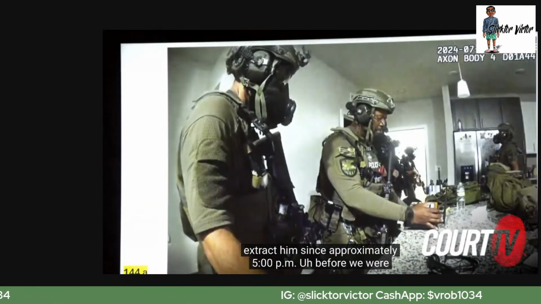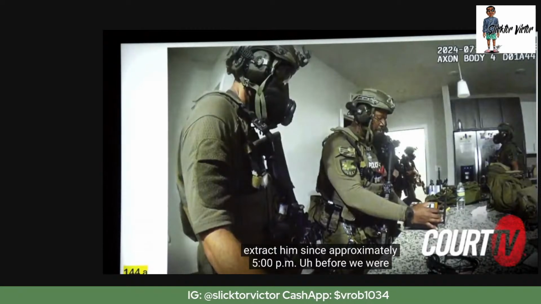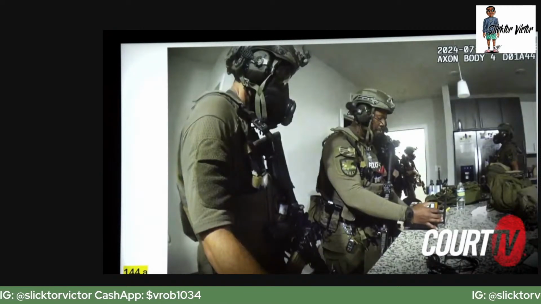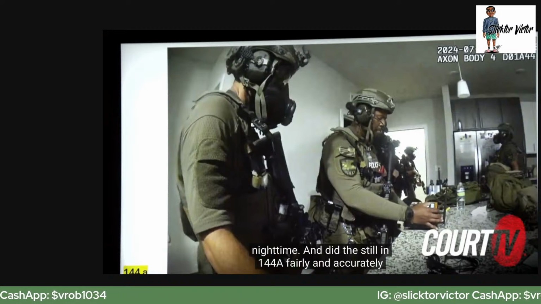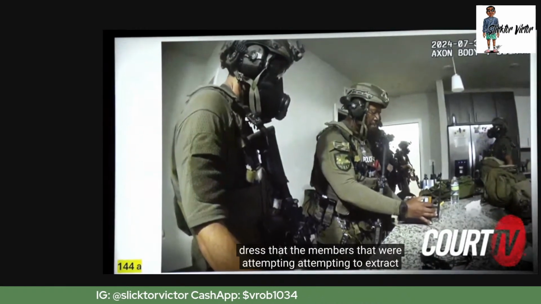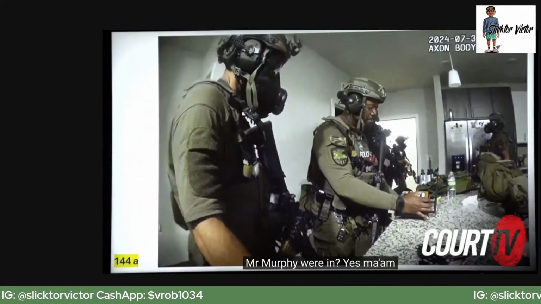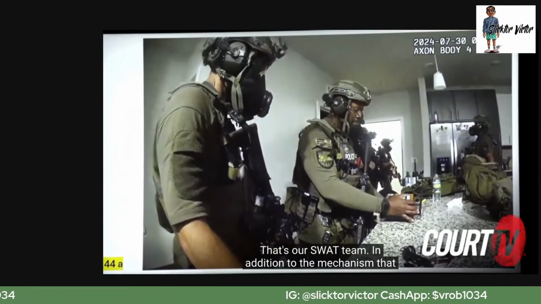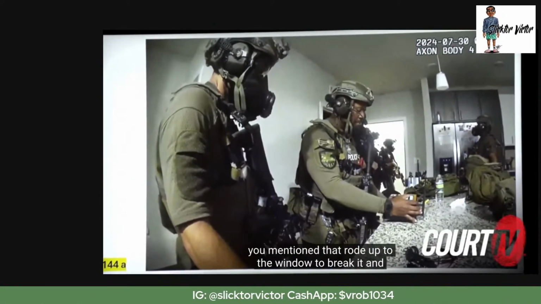And did the still in 144A fairly and accurately represent the style of dress that the members that were attempting to extract Mr. Murphy were in? Yes, ma'am. That's our SWAT team. In addition to the mechanism that you mentioned that rode up to the window to break it and utilize the smoke, were there also other techniques used? Yes, ma'am. All of those prior to the smoke, though, were unsuccessful?